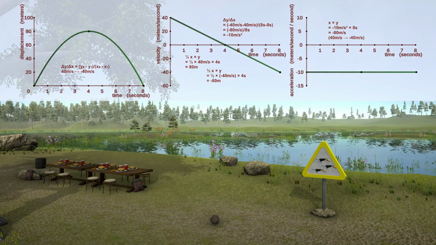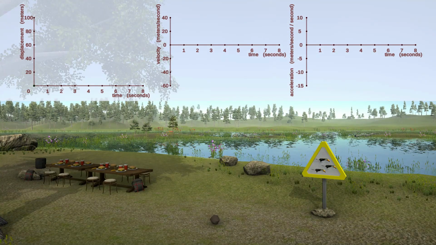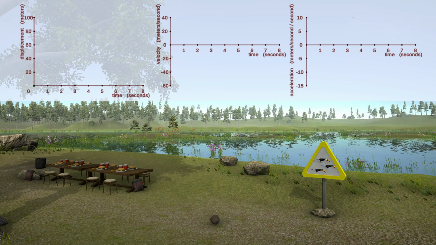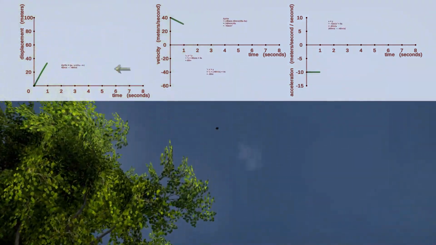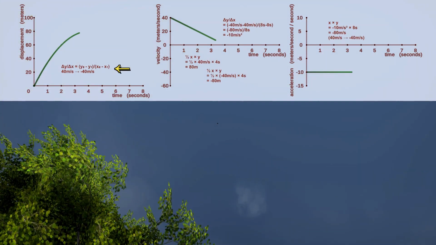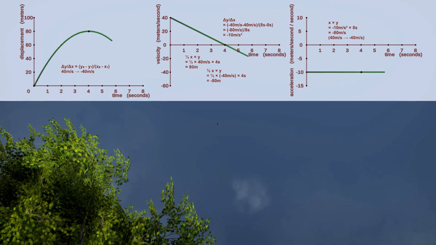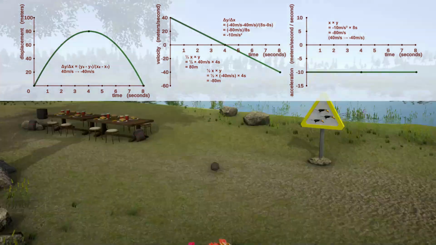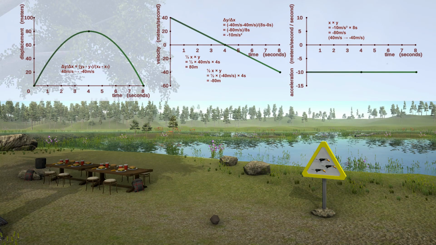Let's have another walkthrough and concentrate on what happens when we calculate the areas under the graphs and the slopes of the graphs. If we use derivatives, we can show that the slope of the displacement graph changes linearly from 40 meters per second to minus 40 meters per second over the 8 seconds. This is exactly what the velocity graph shows. Calculating the slope of the velocity graph, we see that the change in y is 40 minus 40 meters per second divided by 8 minus 0 seconds, or minus 10 meters per second squared, which is exactly what the acceleration graph represents.